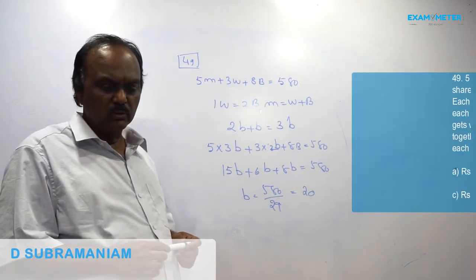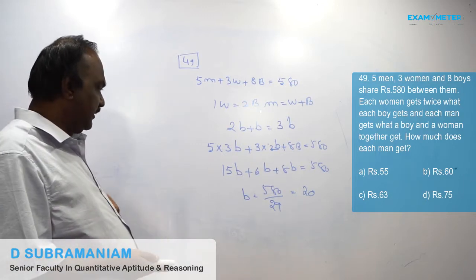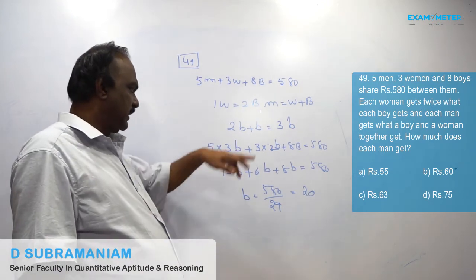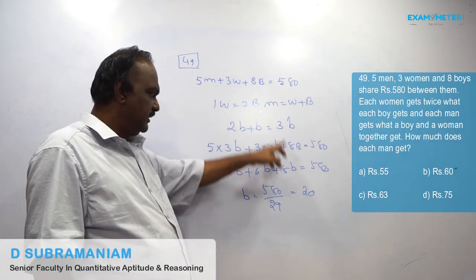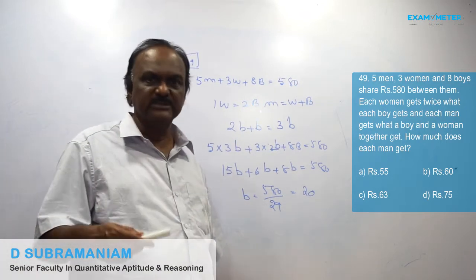We have to find out each man. So a man is a boy plus a woman. So that is 3b, 3 into 20, rupees 60. So the answer is rupees 60.